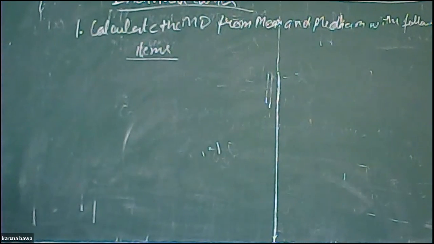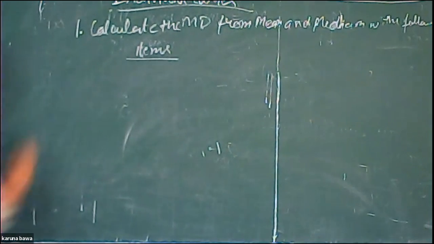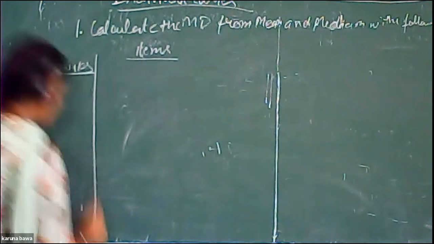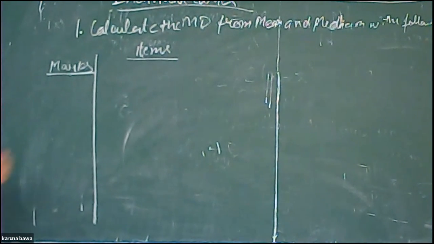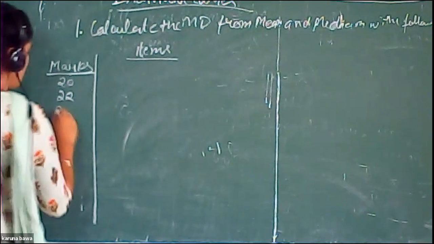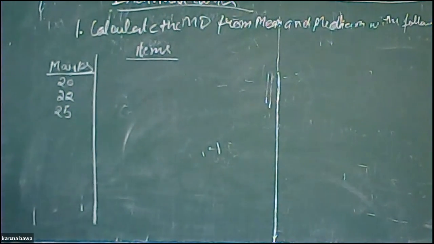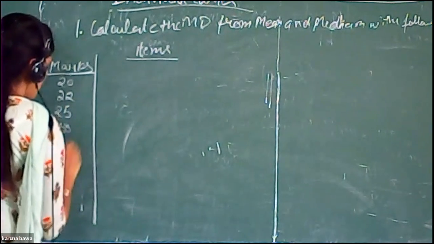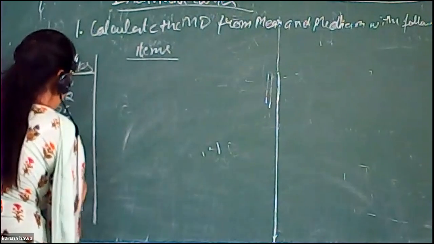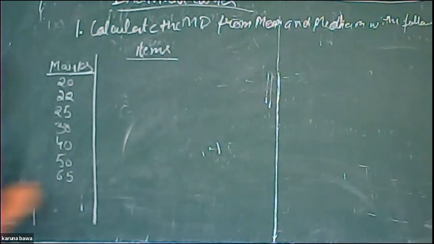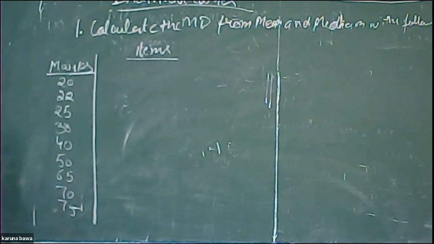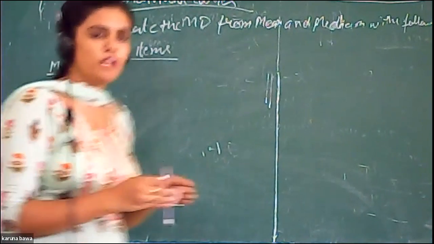So first of all, marks: 20, 22, 25, 38, 40, 50, 65, 70 and 75. This is the value. As we know, marks are denoted with the value of x.